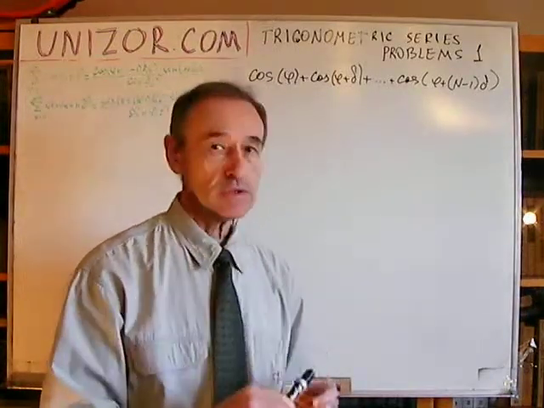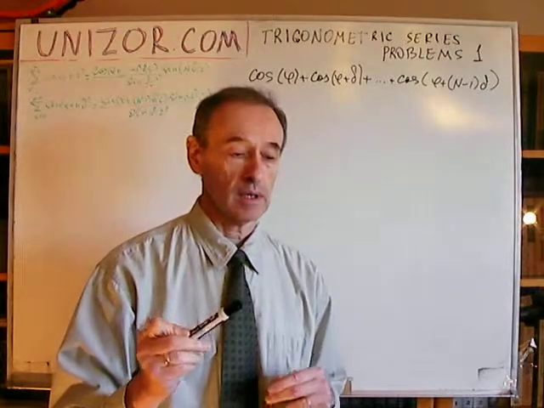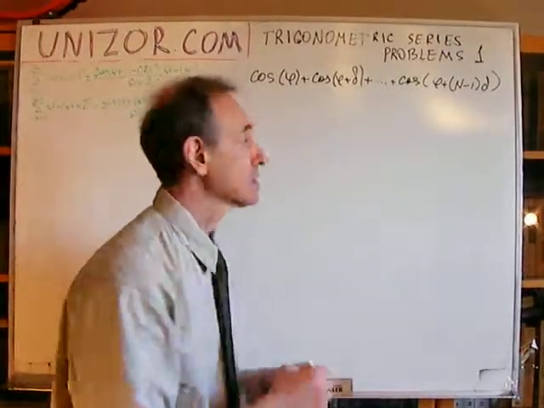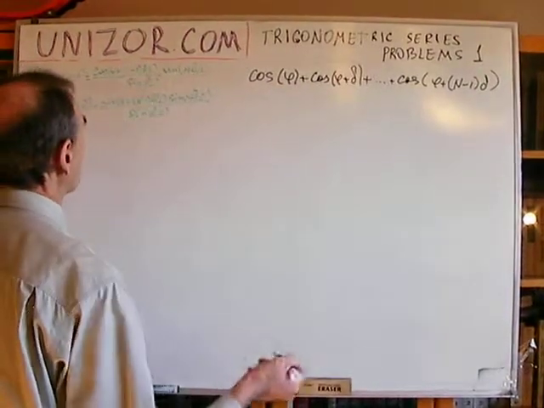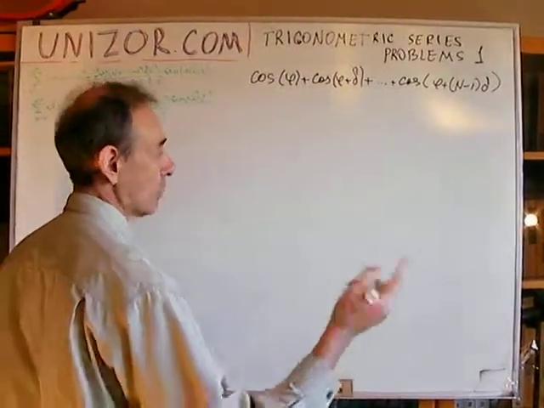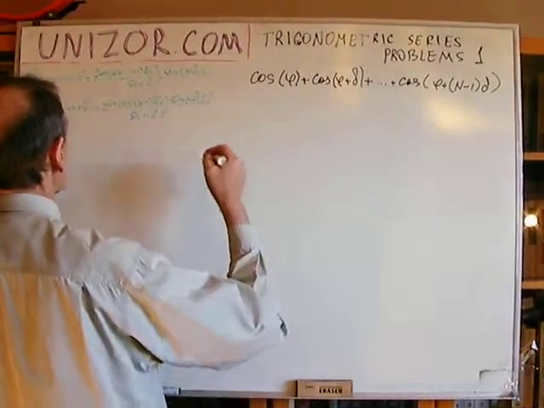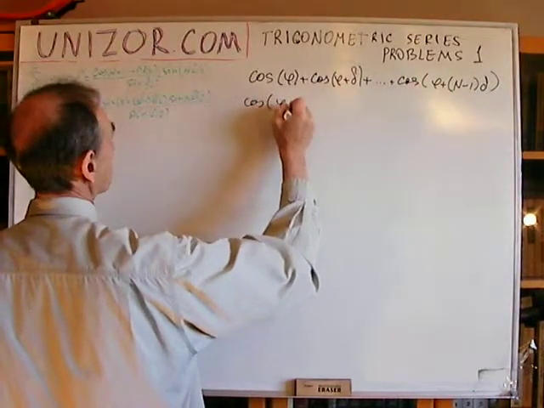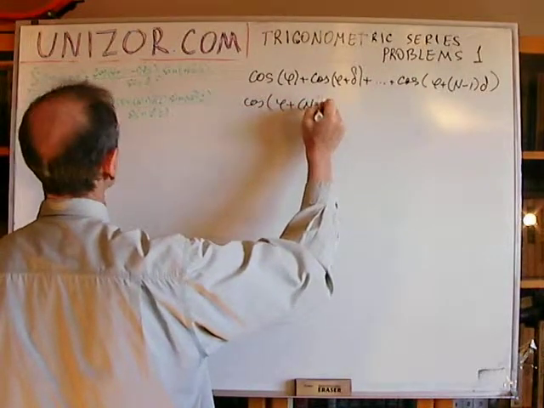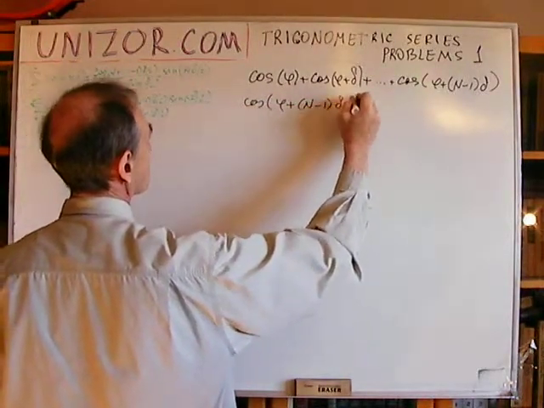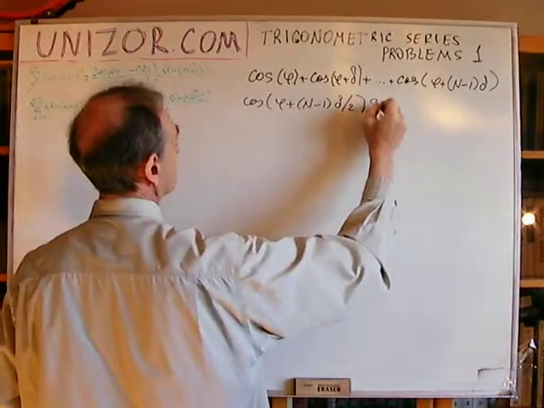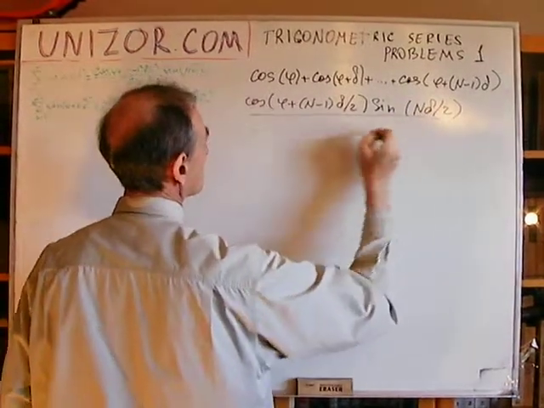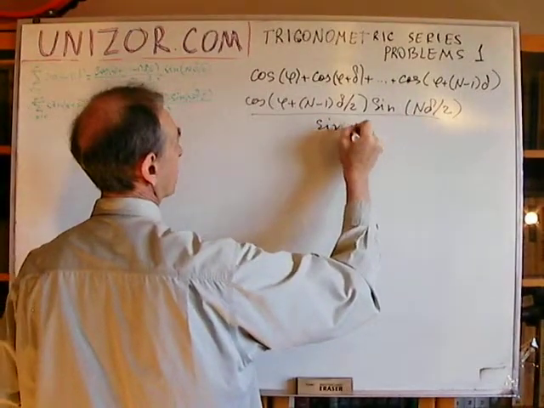Now, using the correspondence between trigonometry and complex numbers, I have derived a formula which, after certain transformations, which I also put in the notes for the previous lecture, looks like this: cosine of phi plus n minus 1 delta over 2, times sine n delta over 2, divided by sine delta over 2.